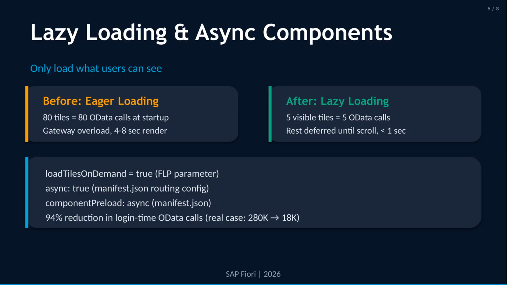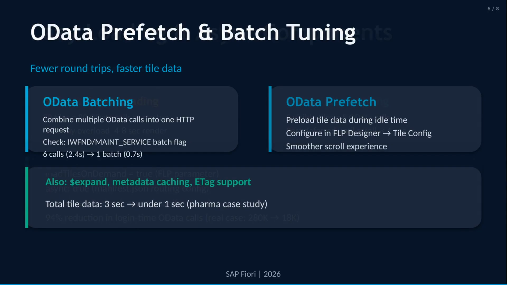Additionally, configure async component loading in your app descriptors. In each app's manifest.json, set the routing configuration async property to true. This tells the framework to load application components in parallel rather than sequentially. For landscapes with 50 or more tiles per user, lazy loading alone reduces initial OData calls from dozens down to the dozen visible on screen.